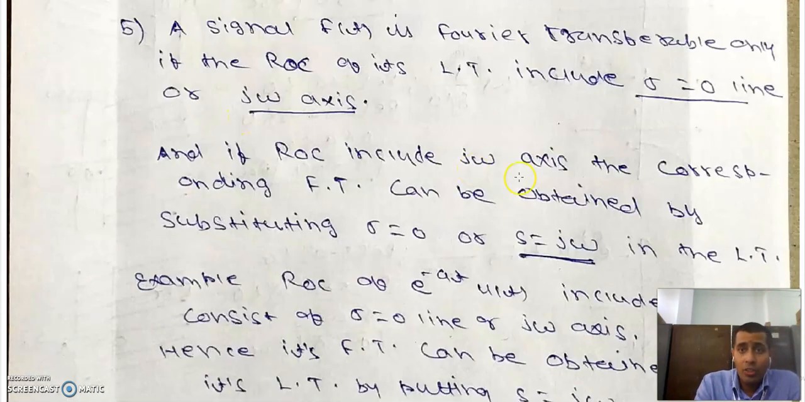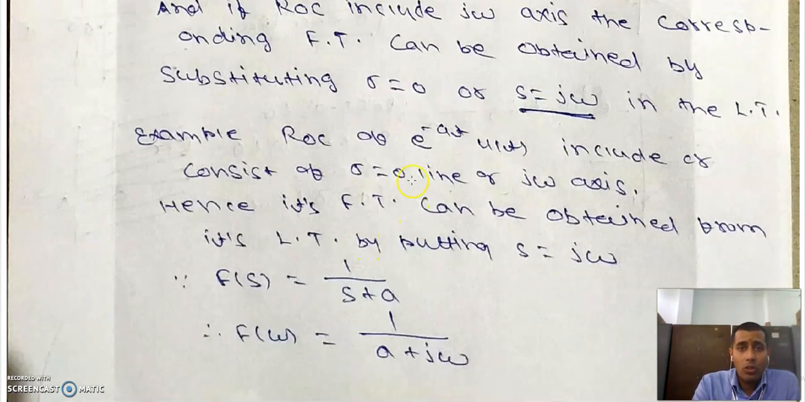If the ROC includes the j omega axis, the corresponding Fourier transform can be obtained by substituting sigma equal to 0, or s equal to j omega, in the Laplace transform. Example: the ROC of e to the power minus at u of t includes the sigma equal to 0 line, or j omega axis, hence it is Fourier transformable. The Fourier transform can be obtained from its Laplace transform by putting s equal to j omega. Since for e to the power minus at u of t the Laplace transform is 1 upon s plus a, F of omega can be calculated by putting s equal to j omega, so it is 1 upon j omega plus a. Already we have seen this in the Fourier transform.